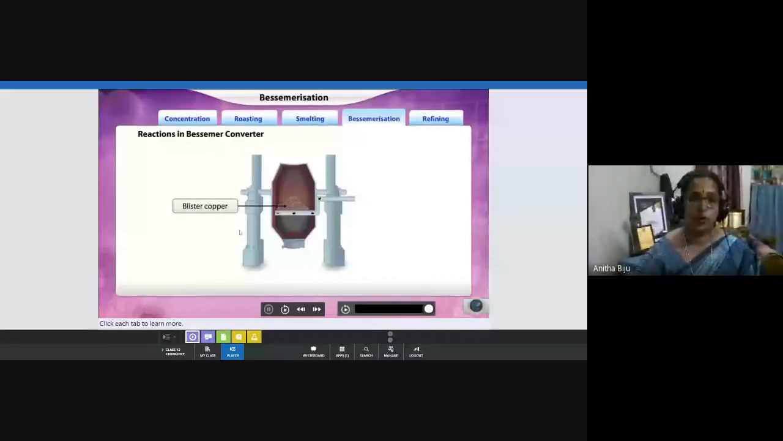extraction of copper. Okay. Now I am stop sharing. I am coming back.